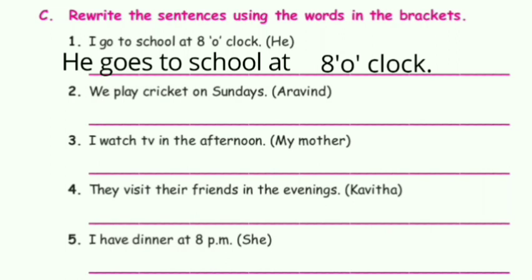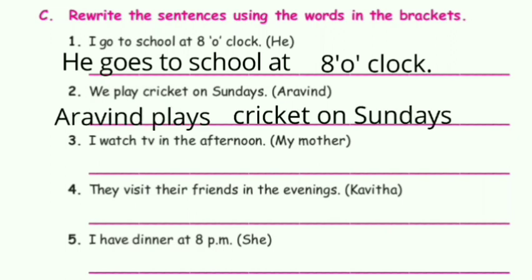The second sentence, we play cricket on Sundays. Within the bracket, Aravind is there. Here, instead of we, we should write Aravind. And the verb form is in present tense. Aravind is the third person singular. So after Aravind, if we are writing the present form, we should add s. So, Aravind plays cricket on Sundays is the answer.